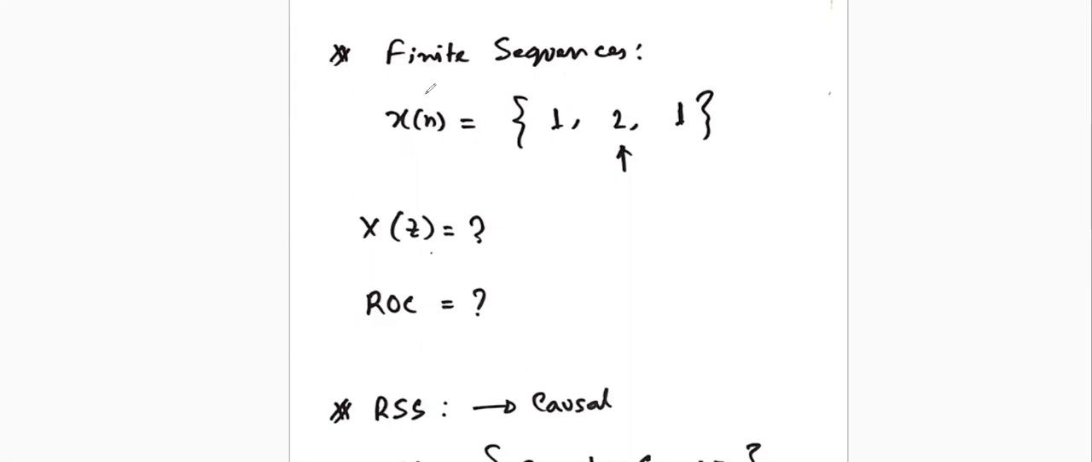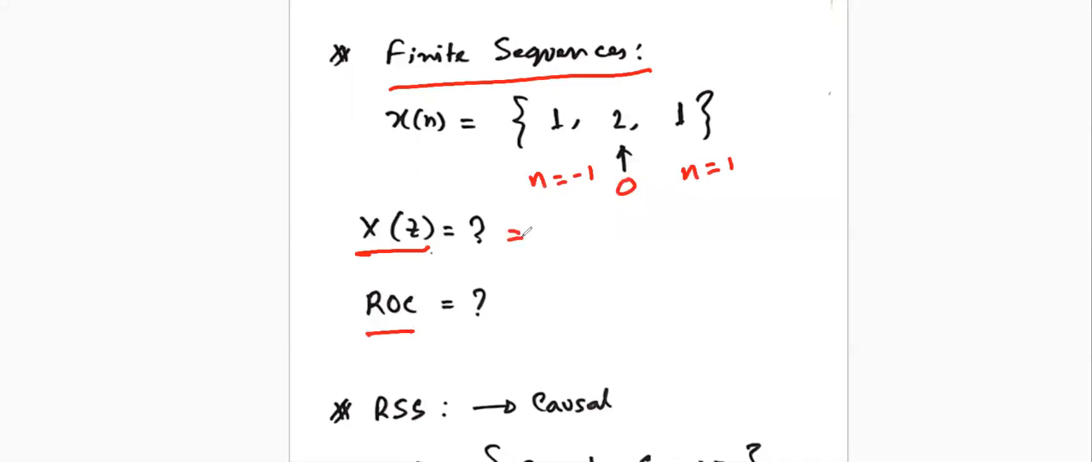Let's say our sequence is like this. This is a finite sequence. This is the zeroth sample. This is n equals 1, and this is n equals -1. Now we need to find the X(z) and also the ROC of the sequence.